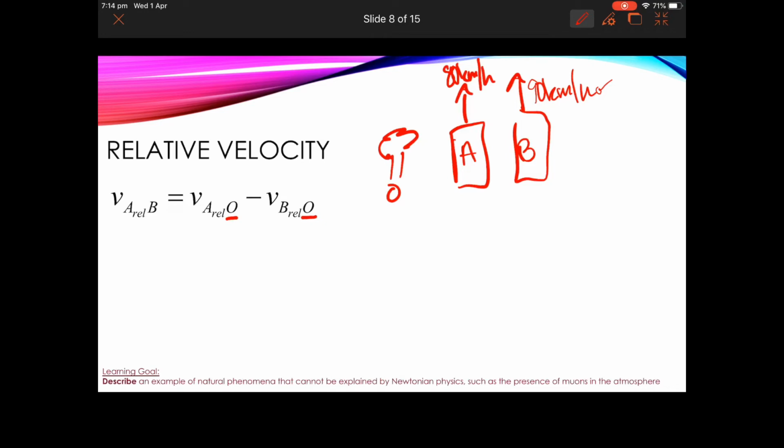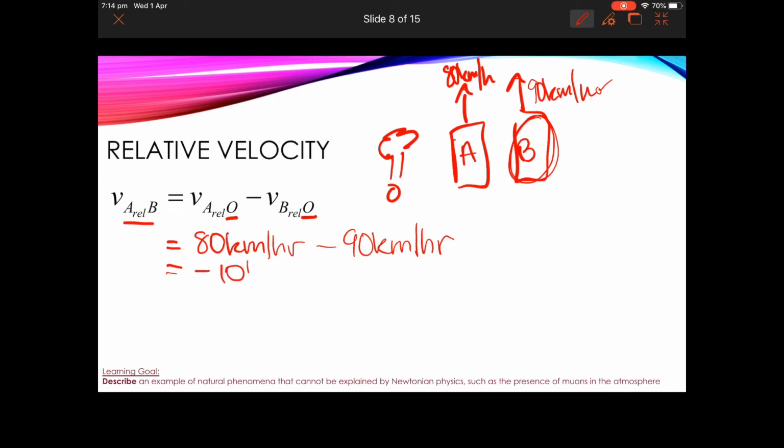If I was to work this out mathematically, if I'm trying to calculate A relative to B, so that means I'm talking about B's reference frame. A relative to the observer is 80 kilometers per hour, and B relative to the observer is 90 kilometers per hour, which means A relative to B is negative 10 kilometers per hour.